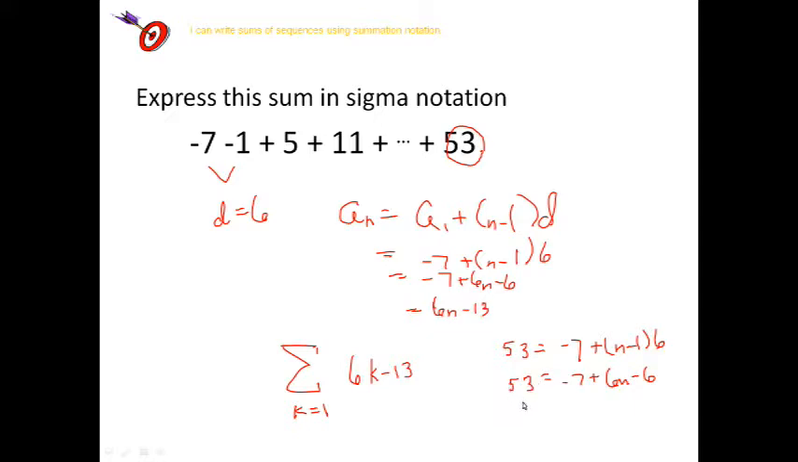53. We add 13 to each side. I get 66 equals 6n, so n equals 11. So yeah, you could have just stuck your 53 right here. So you should get the sum from k equals 1 to 11 of 6k minus 13. Okay?